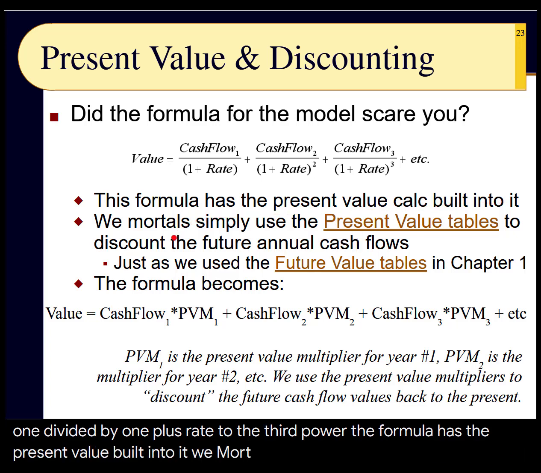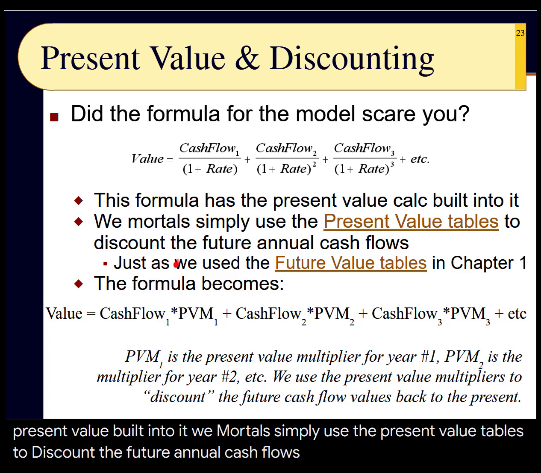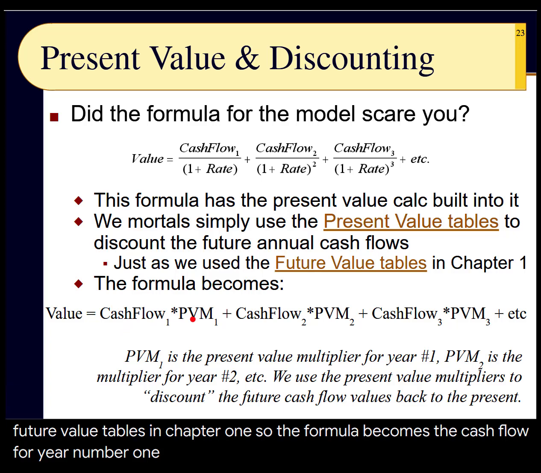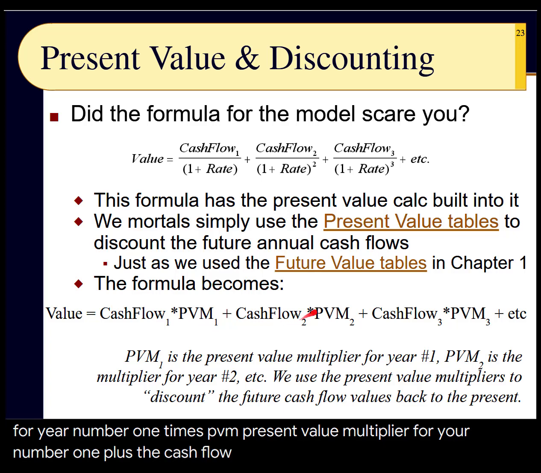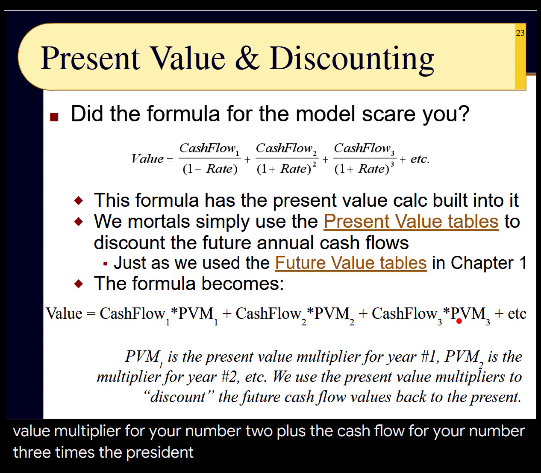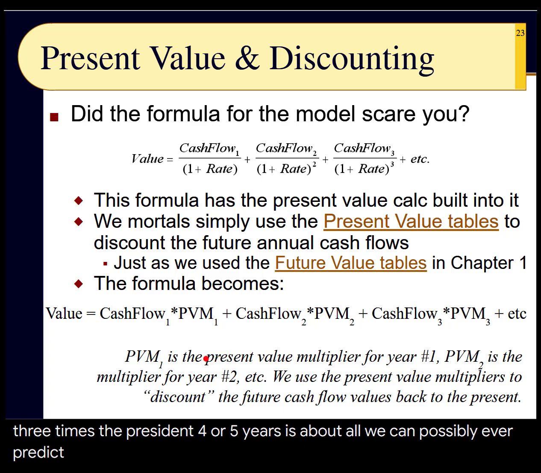We mortals simply use the present value tables to discount the future annual cash flows, just as we used the future value tables in chapter 1. So the formula becomes the cash flow for year number 1 times PVM, the present value multiplier for year number 1, plus the cash flow for year number 2 times the present value multiplier for year number 2, plus the cash flow for year number 3 times the present value multiplier for year number 3, and on and on as far into the future as you want. But 3, 4, 5 years is about all we can possibly ever predict. Okay, with me? I hope so.